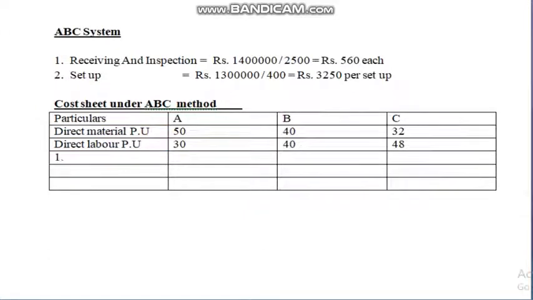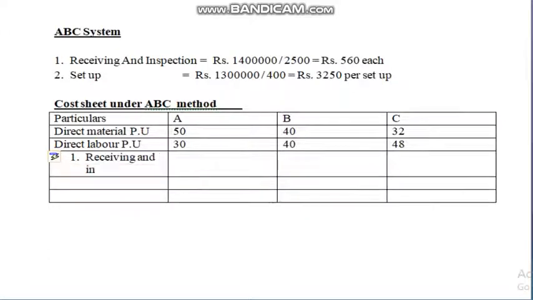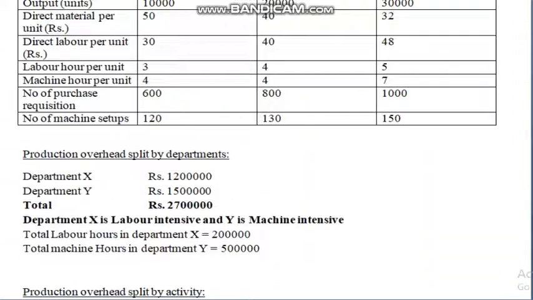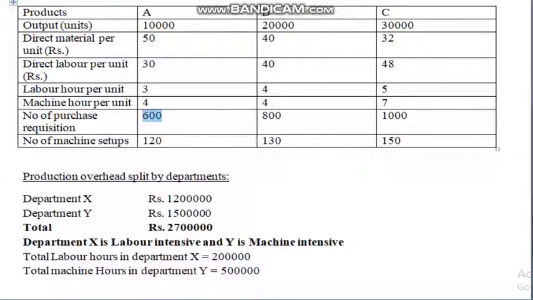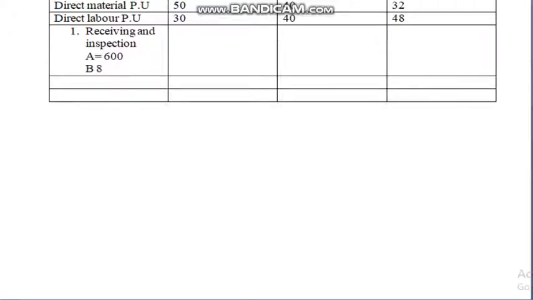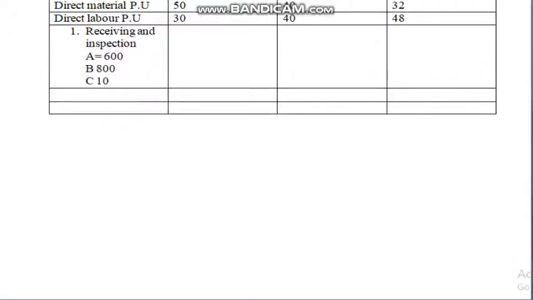Here there are two activities. The first activity is receiving and inspection, first for product A. Receiving and inspection is based on the number of requisitions. The number of requisitions for product A is 600, for product B 800, and for product C 1000.